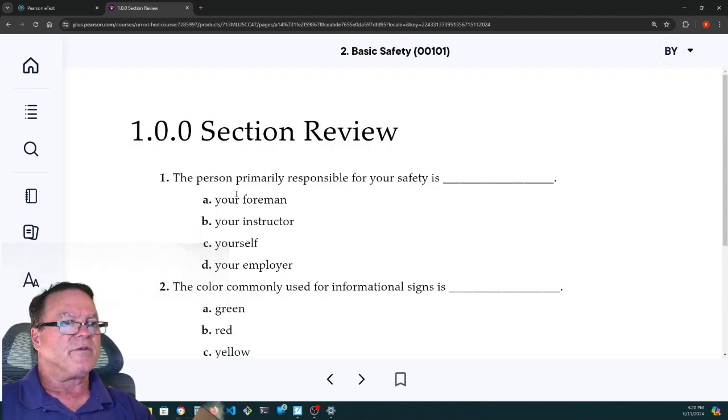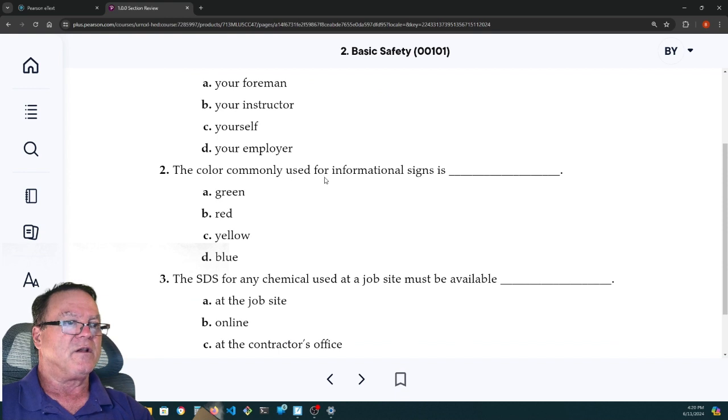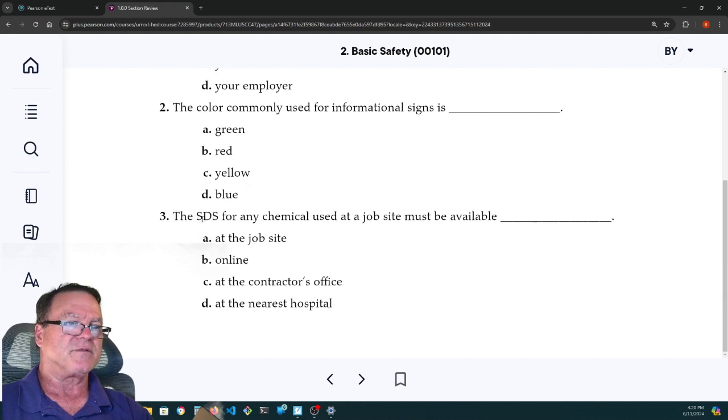Here's our Section 1 review. The person primarily responsible for your safety is you, yourself. The color commonly used for informational signs is what? Green? Go look it up. I don't know. I think it's green. The SDS for any chemical used at a job site must be available at the job site.